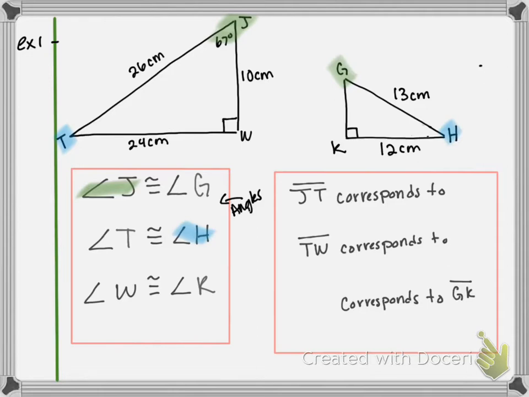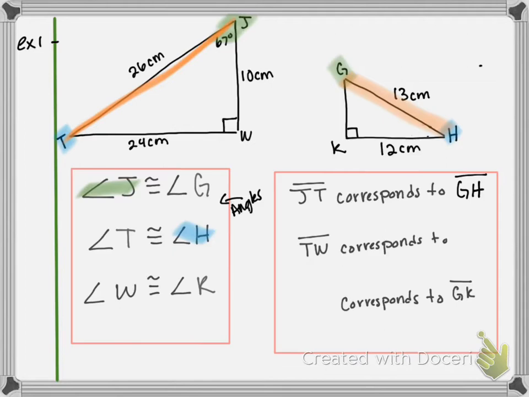So let's look at the length of JT. J to T is the side length 26 centimeters, and it's going from green to blue, right? On the other side, we're going to do the same thing, go from green to blue, and it's going to be the one that's 13 centimeters, right? So we can put JT corresponds to segment GH, and I'm going to put a line over it to say that it's a line segment.